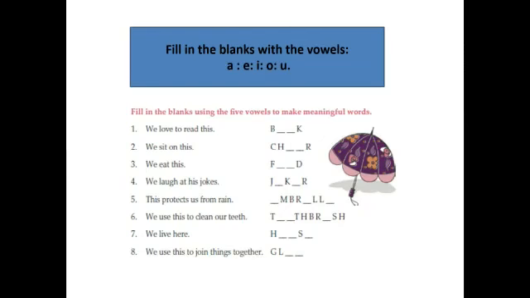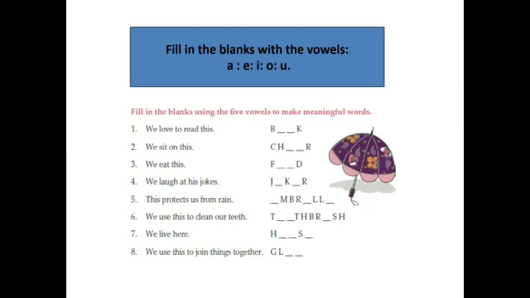Eighth one: we use this to join things. What do we use to join things? Yes, it is glue. So what are the vowels used? U and E.